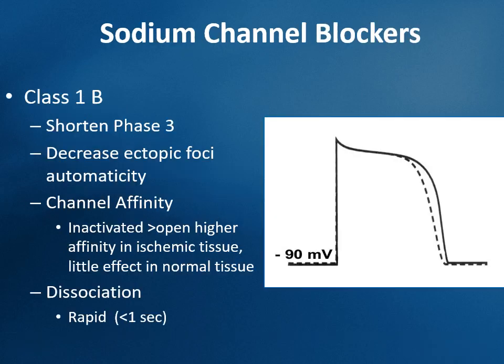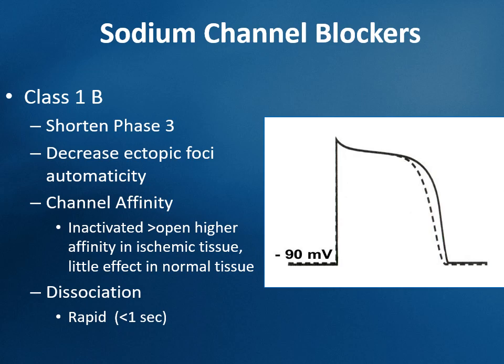Okay. So moving into the 1Bs now, you're going to see this has a little different activity here. Basically, the big thing they're going to do is focus on shortening phase 3. They can also help with decreasing this ectopic foci automaticity. When I say ectopic foci, what does that mean? Yeah, basically some other part of the heart is acting as a pacemaker when it is doing so inappropriately, right? And what's interesting here is that this actually has higher affinity in cases where you have ischemic tissue. Now, when's the case you might have ischemic tissue in the heart?